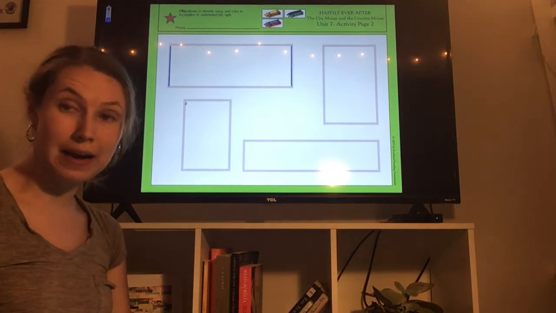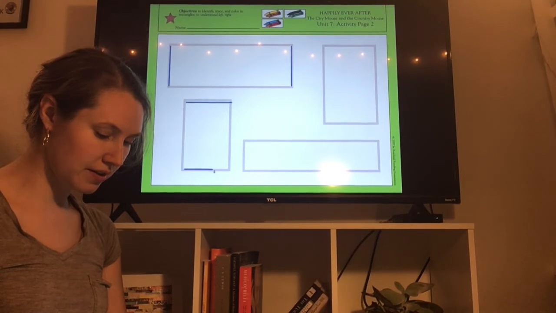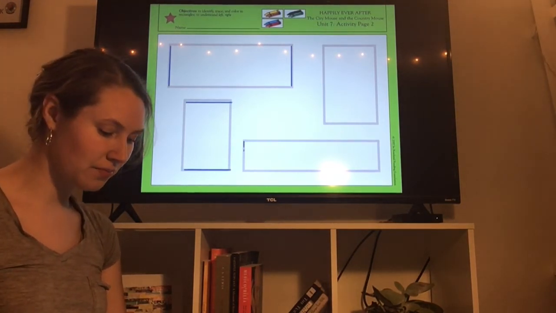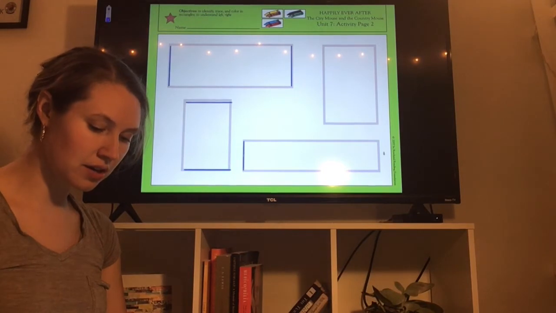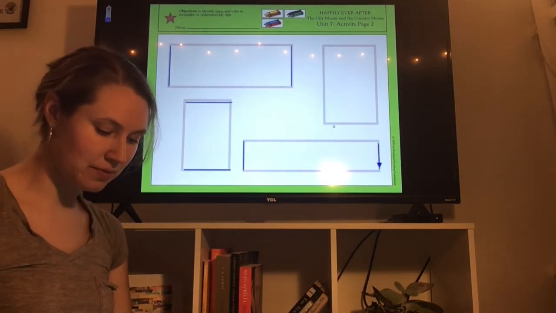Let's go to the one right below it. 1 short side, 2 short sides. Let's go right next to it. 1 short side, 2 short sides, and right above it, 1 short side, 2 short sides.